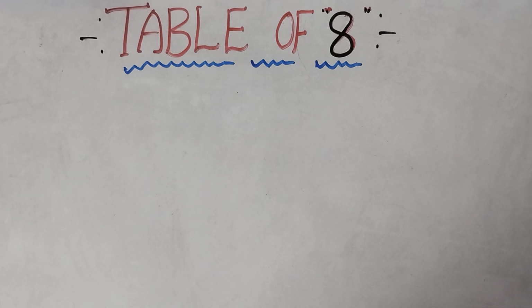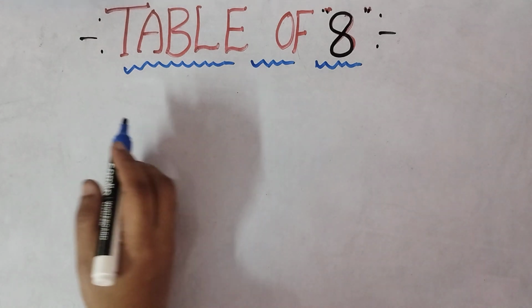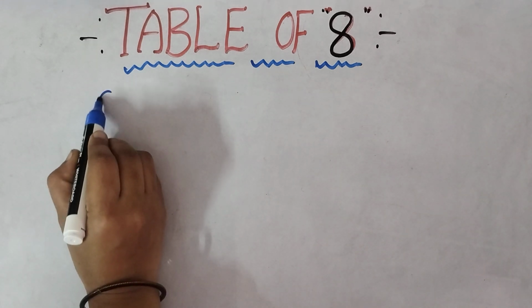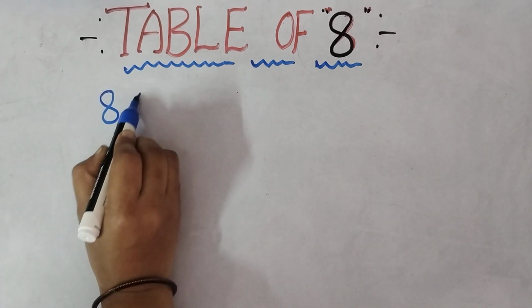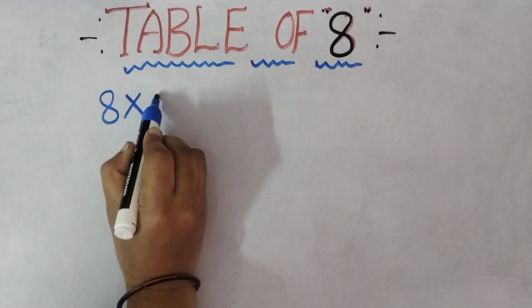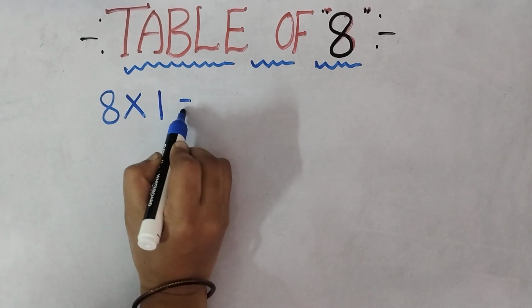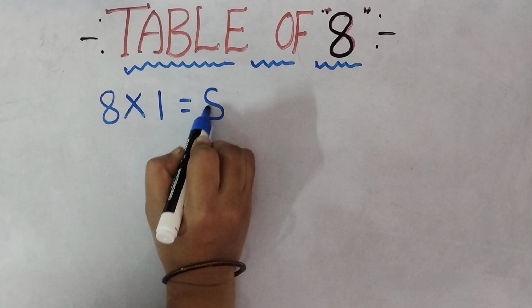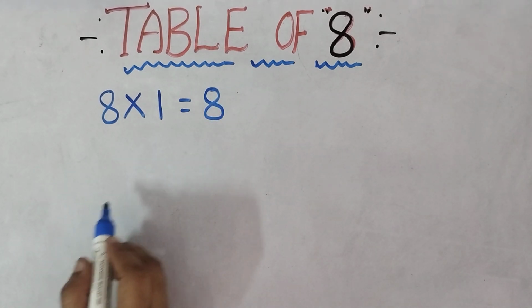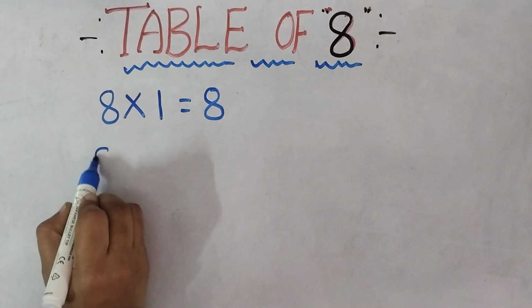Children, today we will learn about the table of 8. Okay? Repeat after me. 8 into 1 is equal to 8. Means 8 ones are 8. Right? 8 ones are 8.